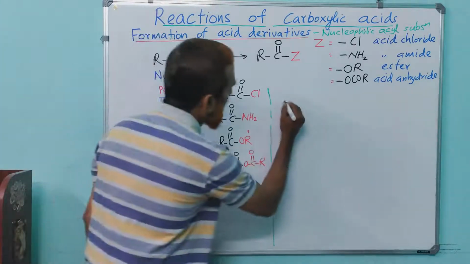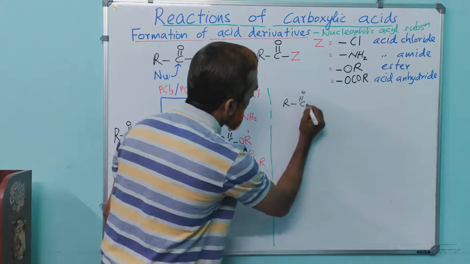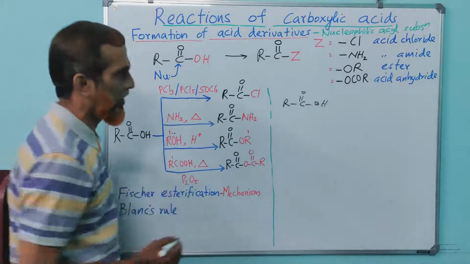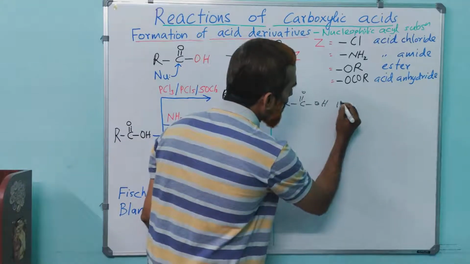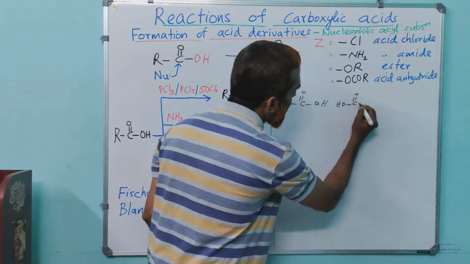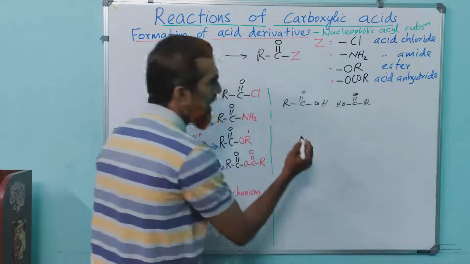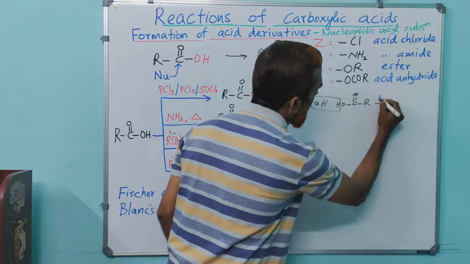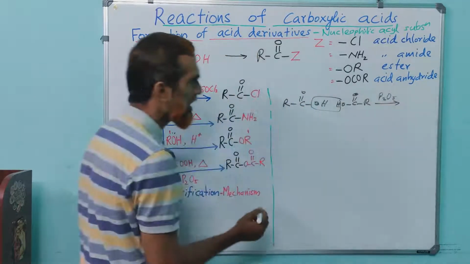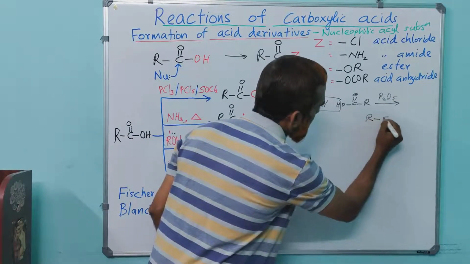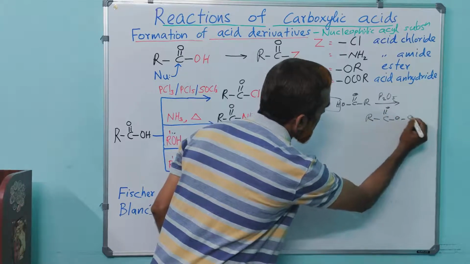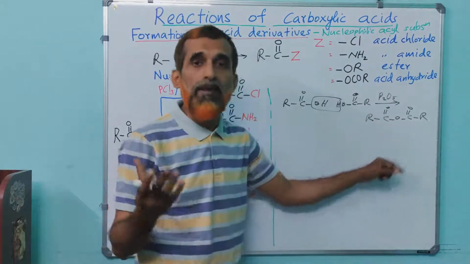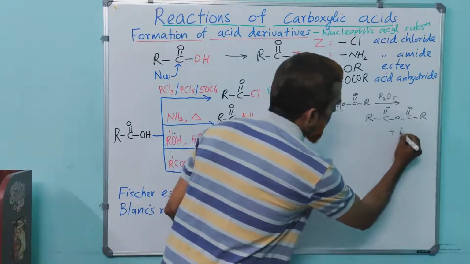See, if you take carboxylic acid and you simply heat it in presence of a dehydrating agent like P2O5, two molecules of the same acid can undergo dehydration like this, and this water is taken up by this P2O5 dehydrating agent, and what you get? You get the product RCOOCOR. What is this called? This is called acid anhydride because it has lost water.